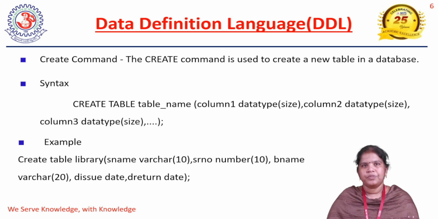Syntax is: create table, table name, column 1 data type and size, column 2 data type and size, till column n data type and size. Example, here I am creating a library table. Create table library with field names: student name of data type varchar of size 10, student roll number of data type number 10, student branch of data type varchar 20, date of issue of data type date, and date of return of books of data type date.